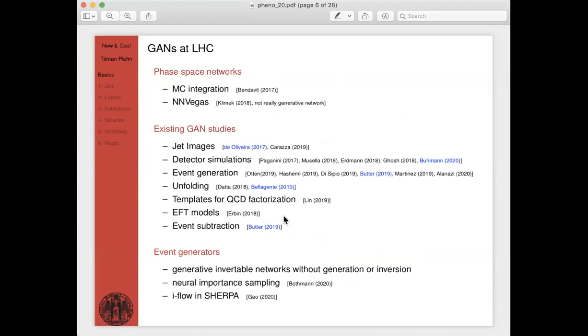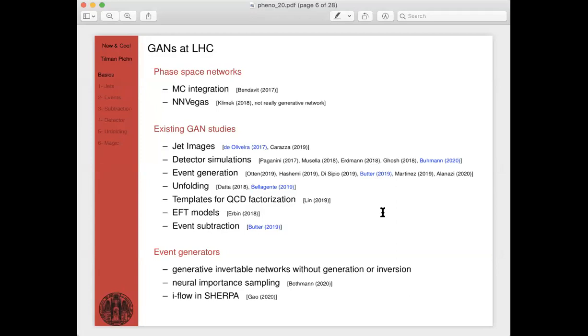They generate jets or jet images, or they generate a detector simulation, or they generate LHC events, or they unfold. I'm going to talk about that in a minute as well. QCD factorization, EFT models, or event subtraction. I have marked in blue the applications that I'll talk about in a little bit.